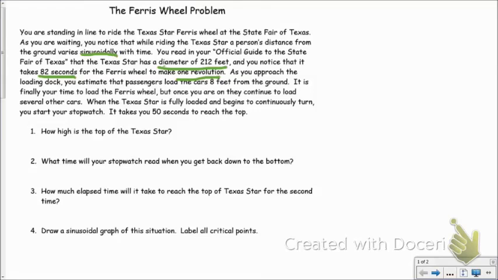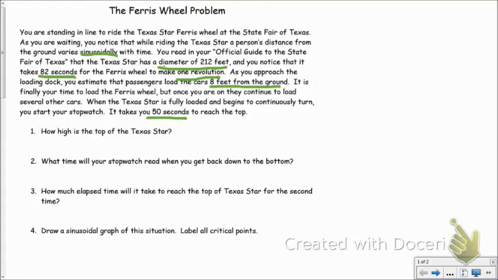And then we notice that it takes 82 seconds for that Ferris wheel to make one revolution. As I approach that loading dock, it says that passengers are loading 8 feet from the ground. And then when it's finally our time to load, they load a few other cars. So we get on the Ferris wheel, it kind of pushes us back some, and then as it loads a few more people, and when it finally is fully loaded, it starts to turn. So we're going to time how long that takes.